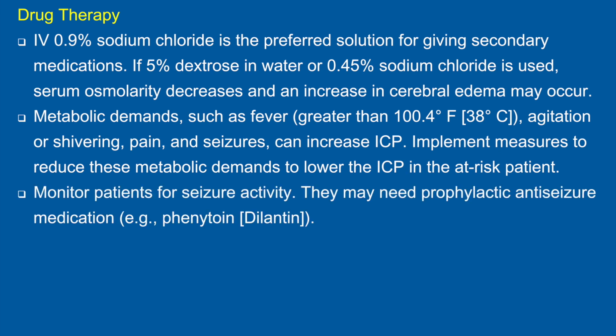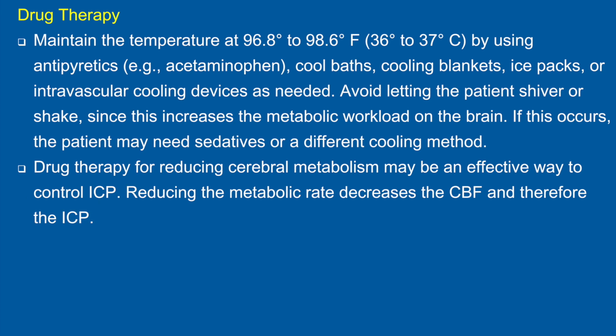Monitor patients for seizure activity. They may need prophylactic anti-seizure medication, phenytoin, that is Dilantin. Maintain the temperature at 96.8 to 98.6 Fahrenheit by using antipyretics, that is acetaminophen, cool baths, cooling blankets, ice bags, or intravascular cooling devices as needed. Avoid letting the patient shiver or shake since this increases the metabolic workload on the brain. If this occurs, the patient may need sedatives or a different cooling method.